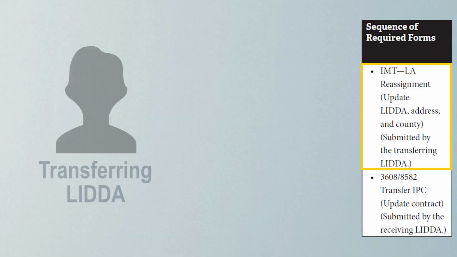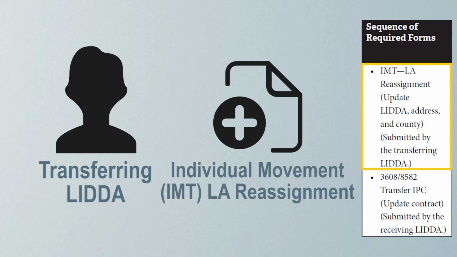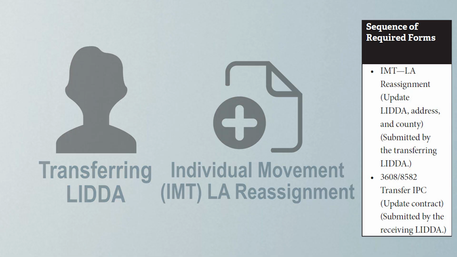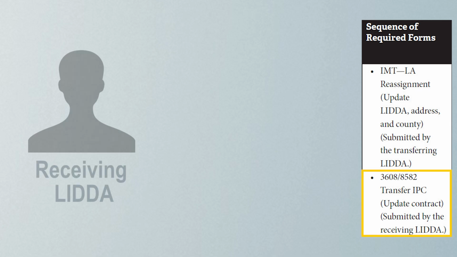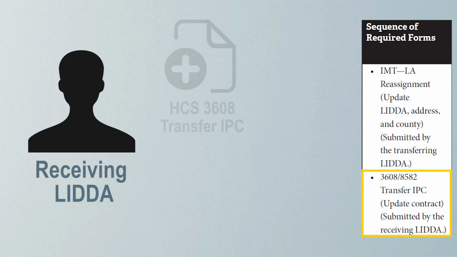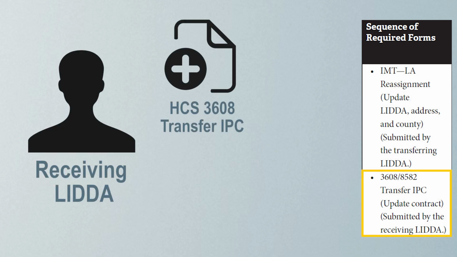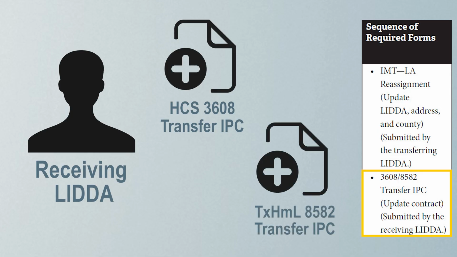The Sequence of Required Forms column shows that the transferring LTCOP submits the IMTLA reassignment to update the LTCOP address and county. The receiving LTCOP then submits either the Home and Community-Based Services, or HCS 3608, or Texas Home Living 8582 Transfer IPC to update the contract.